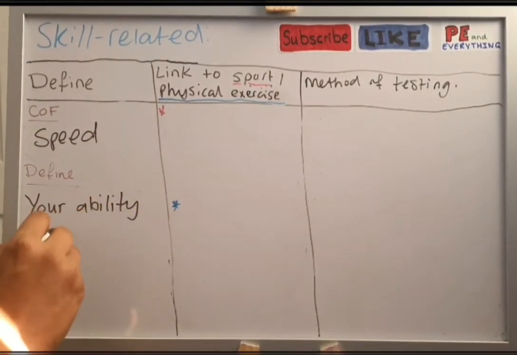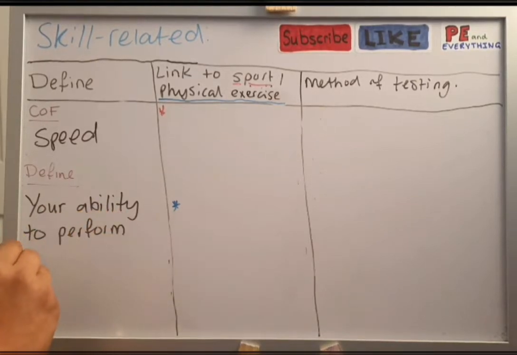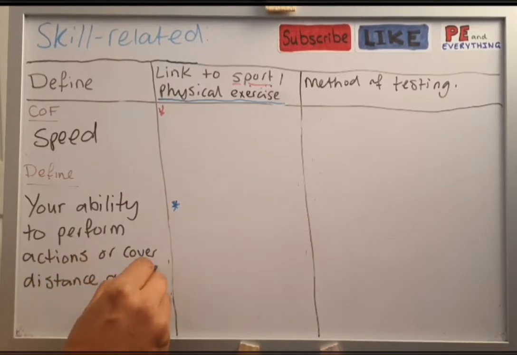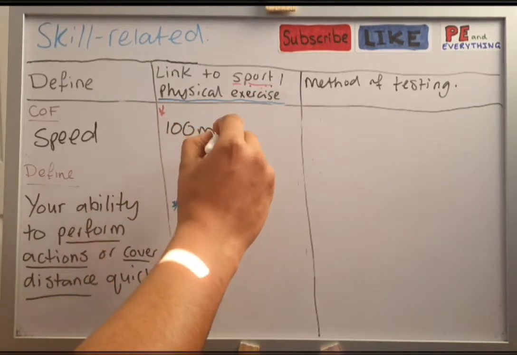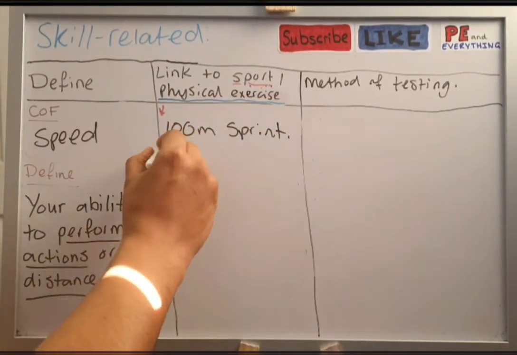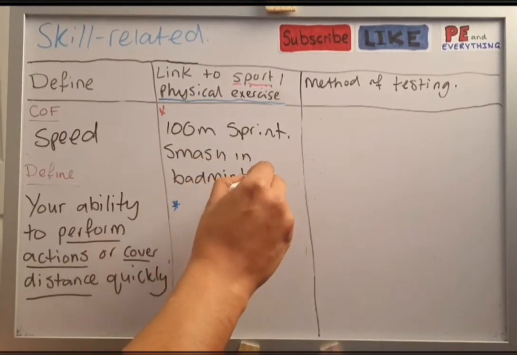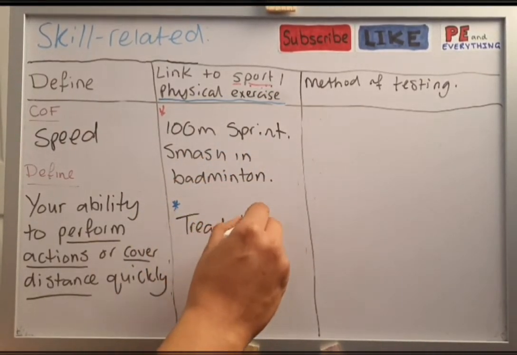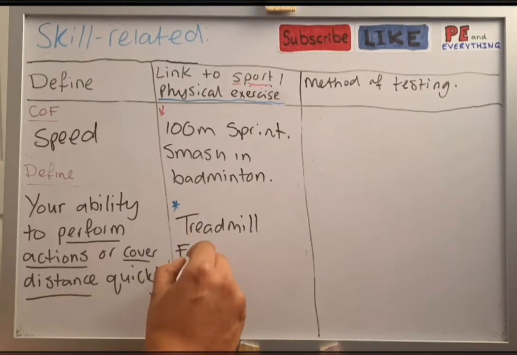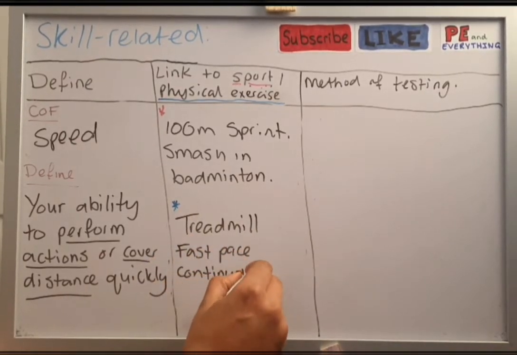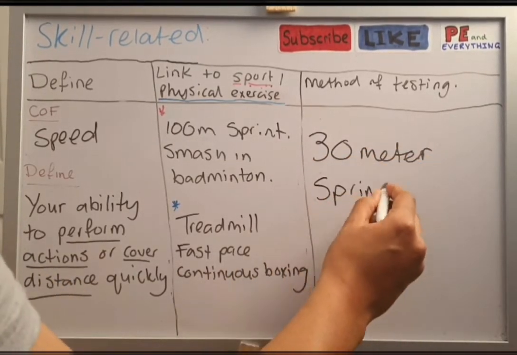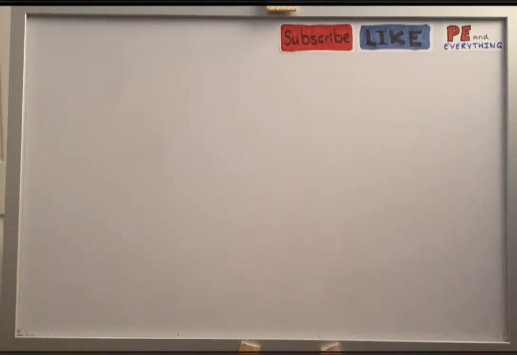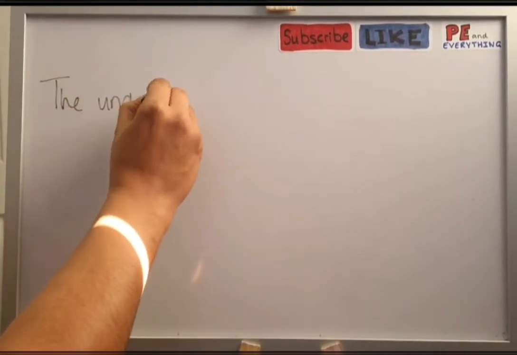Next, we have speed. The definition of speed is your ability to perform an action or cover a distance quickly. One of the two. So you can either perform an action or cover a distance. Linking it to sport, covering distance would be a 100-meter sprint, and a good action would be a smash in badminton. If you wanted to improve your speed, you can go on the treadmill at a fast pace, or you can do continuous boxing at a fast pace. A good method of testing would be a 30-meter sprint test.